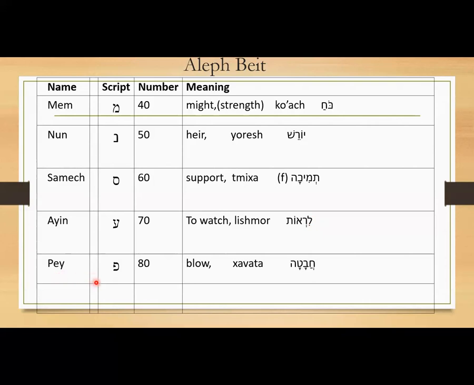Pay. There is my pay. It also doesn't have a dot inside it. So this is the fay. Its value is 80. And we're going to use the word blow. Pay is mouth or fresh breath or things like that. But we're going to use the word blow.